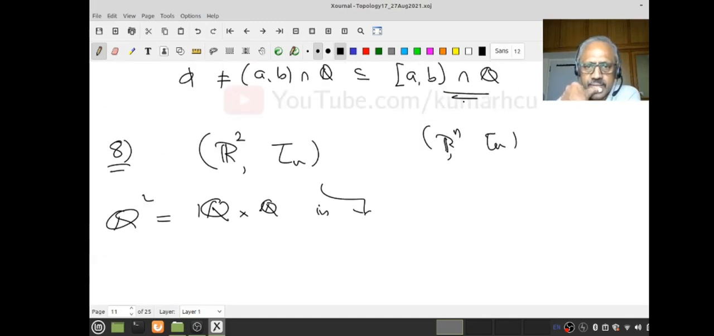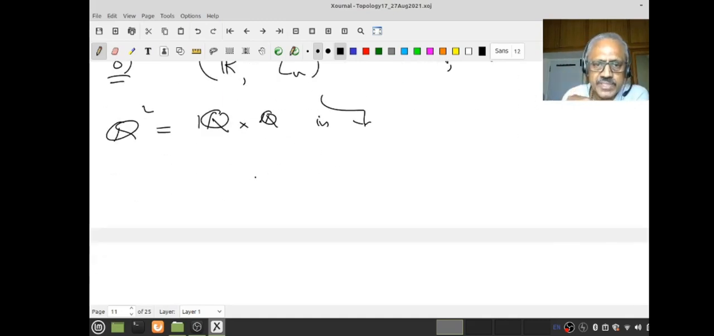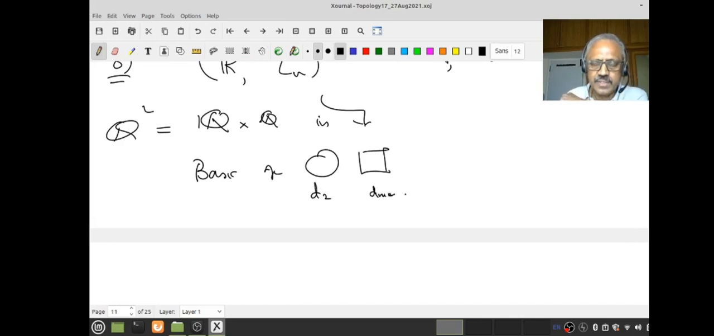Yeah. Now what are the typical open sets here? Okay, simplest basic open sets. Either disks or squares. This is with respect to the D2 metric, or this is with respect to the D max metric, and we know both the topologies are the same, induced by D2, D1, D max. They are all the same, so it does not matter which one I use.